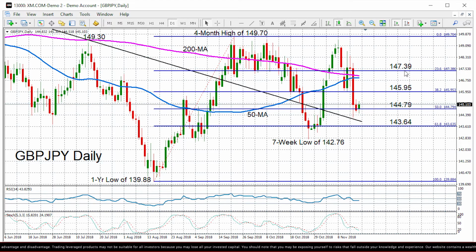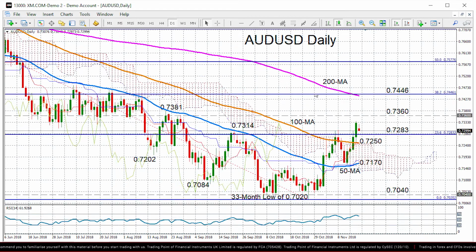upside. We've got further resistance at 147.39 at the 23.6% Fibonacci, but clearing that region, we could see pound yen being in a better position to resume the August to September uptrend, when we saw prices peaking at a 4-month high of 149.70. In the medium term, though, the outlook is still fairly neutral.